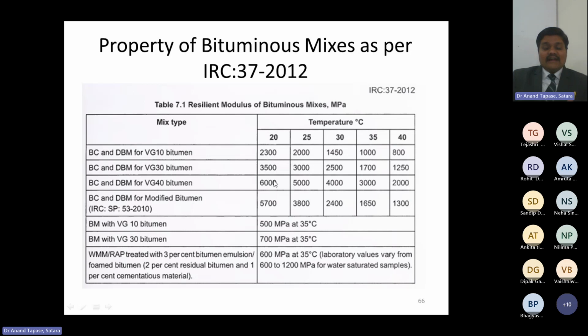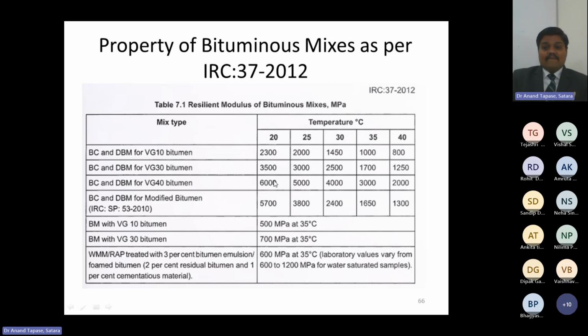So that is one of the inputs. Loading is one of the inputs, and the second one is the input related to the material properties. In material properties there are two inputs: one is the Young's modulus or the resilient modulus, and the second one is the Poisson's ratio. So these two parameters have to be given while you are going through the design procedures.